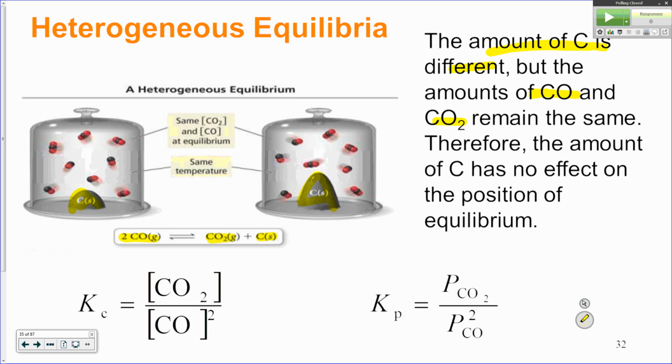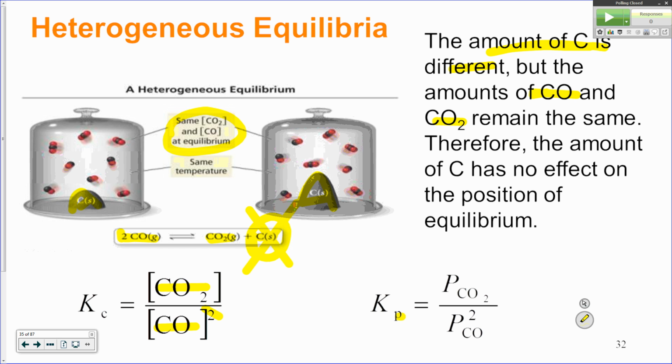They don't change. And the way I know that is I've looked at the K expression for this, products over reactants. I put my products on top, the CO2, and reactants on the bottom, the CO, which I have to square because of the 2. Because carbon is in the solid phase, it doesn't appear in the equilibrium constant expression. And if I wanted to write a K sub P, it's the same way. Instead of K sub C, because it's a solid, you don't have a pressure for the solid. It doesn't appear there either.